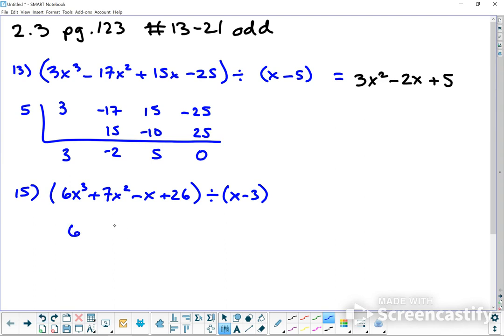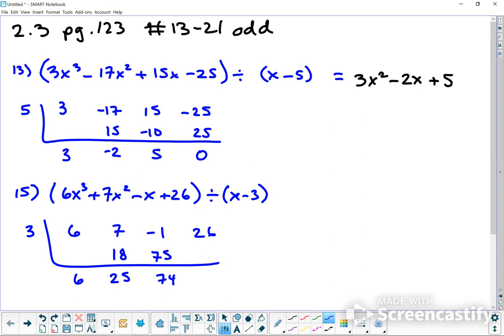So we're going to use 6, 7, negative 1, 26. I'm going to do synthetic division with this. And by solving for the 0, you get x equals 3. So 6, 18, 25, 75, 74. That's 12. 21, 22, so 222. And add it to get 248. That's your remainder right there.